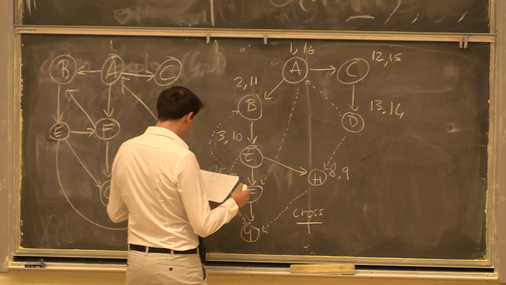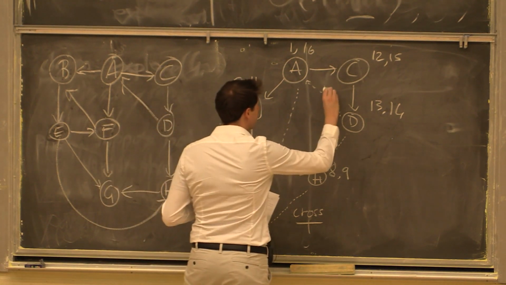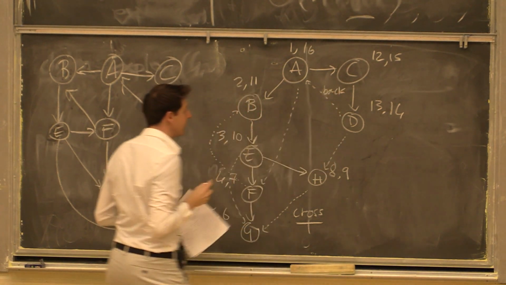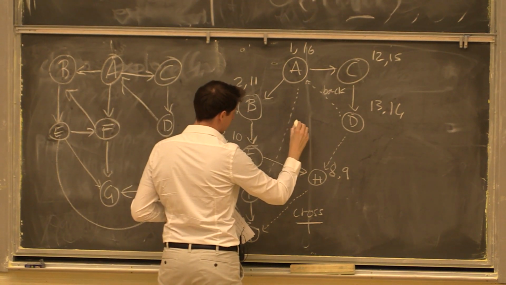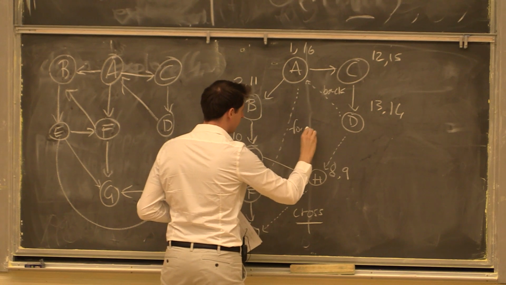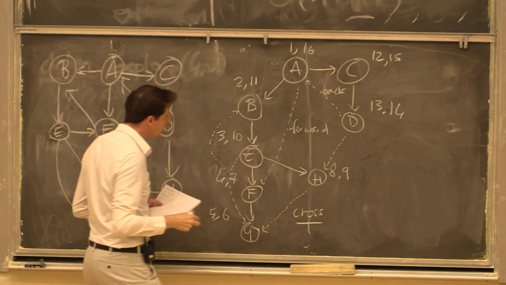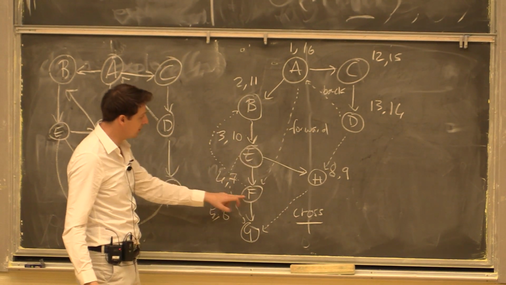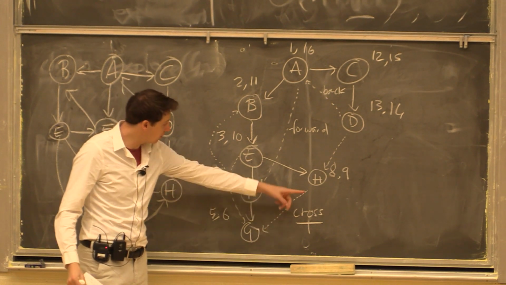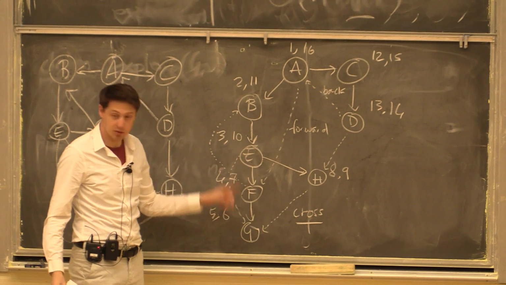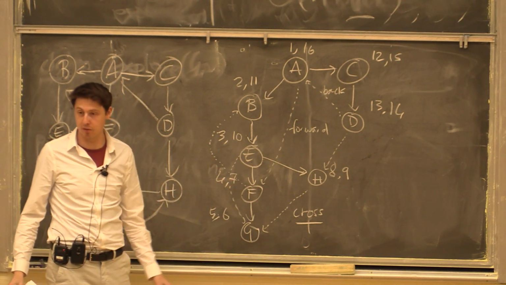This we'll call a back edge, because it is pointing to an ancestor. And this is a forward edge, because this is pointing directly to a descendant. This is different from a cross edge, because there is no direct path elsewhere in the main execution of the algorithm.